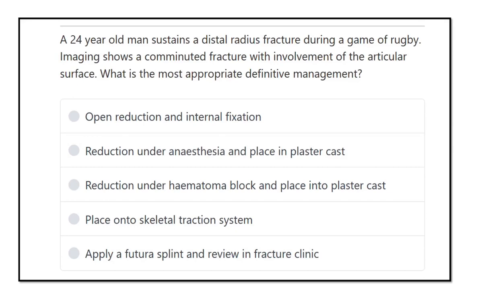A man sustained a distal radial fracture during a game of rugby. Imaging shows a comminuted fracture with involvement of the articular surface. What is a comminuted fracture? A comminuted fracture is when the fracture segments are more than two. What is the most appropriate definitive management?